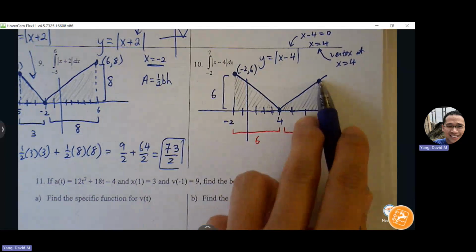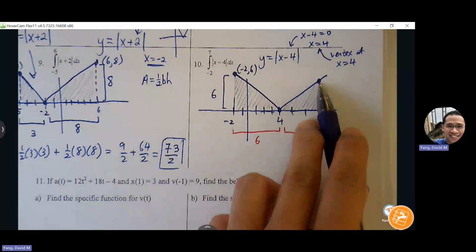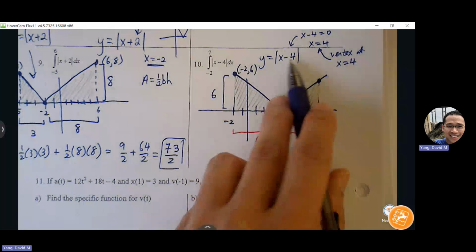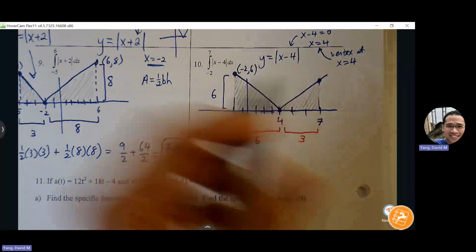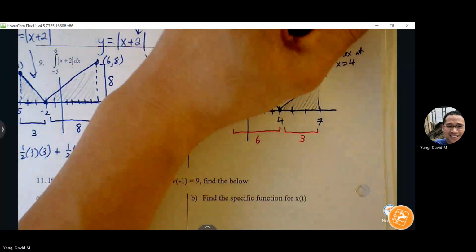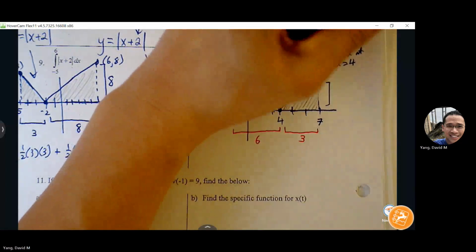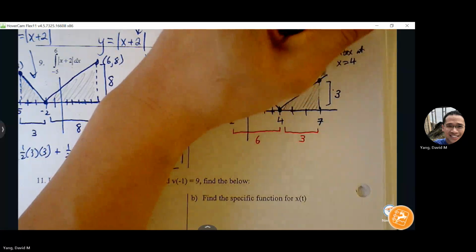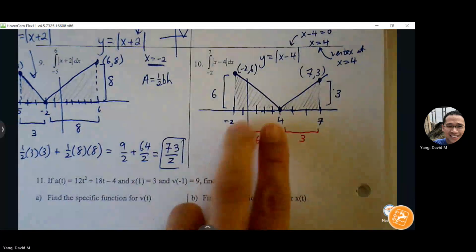Now 7. If I plug 7 into the function, I can get that location, and that y value will also tell me the height of that triangle. 7 minus 4 is 3. Absolute value of 3 is still 3. It's going to be the same numbers.